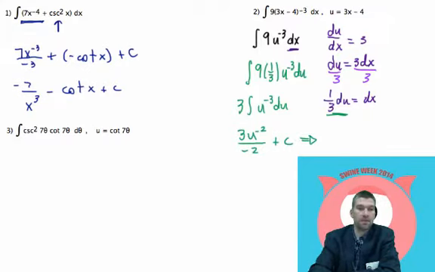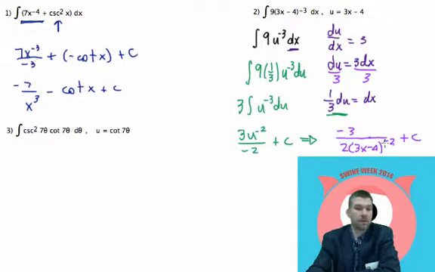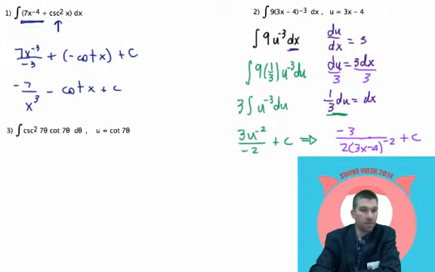The final step is to replace the u and make the exponent positive, which is going to give me negative 3 over 2 times u, and in this case that's 3x minus 4 to the negative 2 power. All right, so there's that guy. Not too bad, not too bad. Now this next one, number 3, he's a little bit different.